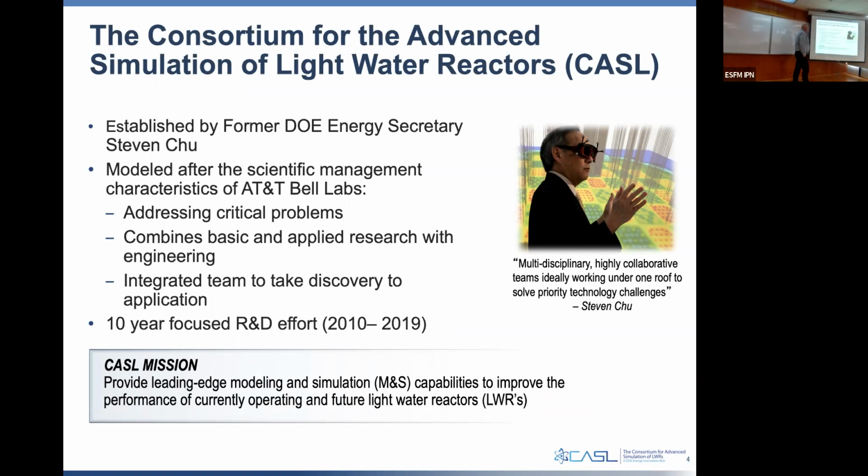So the CASL project was started in 2009. They put out a call for proposals for a 10-year focused research and development effort to look at some of the most significant challenging problems for the existing light water reactor industry. What are those things that are holding them back, that are preventing them from being economical? And which of those things could be addressed with advanced computing and simulation? And so we identified in that project a suite of challenge problems.